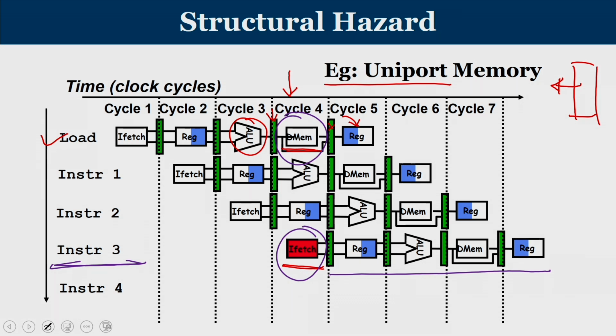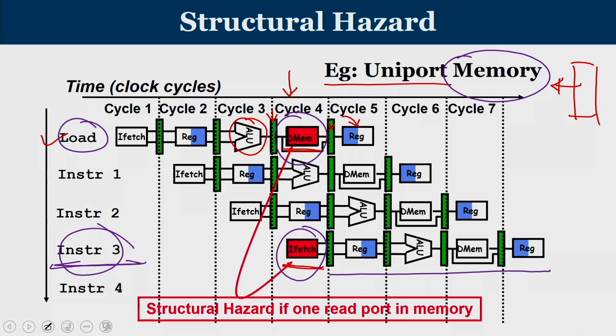Two instructions in different stages of the pipeline are attempting to use the same hardware, the same memory, at exactly the same time. Since I have only a single-ported memory, it is not possible to supply two words, one for the load instruction and another for instruction 3. This scenario is known as a structural hazard. So it is impossible. What are the solutions to a structural hazard? This scenario is called a structural hazard when there is one read port in the memory.